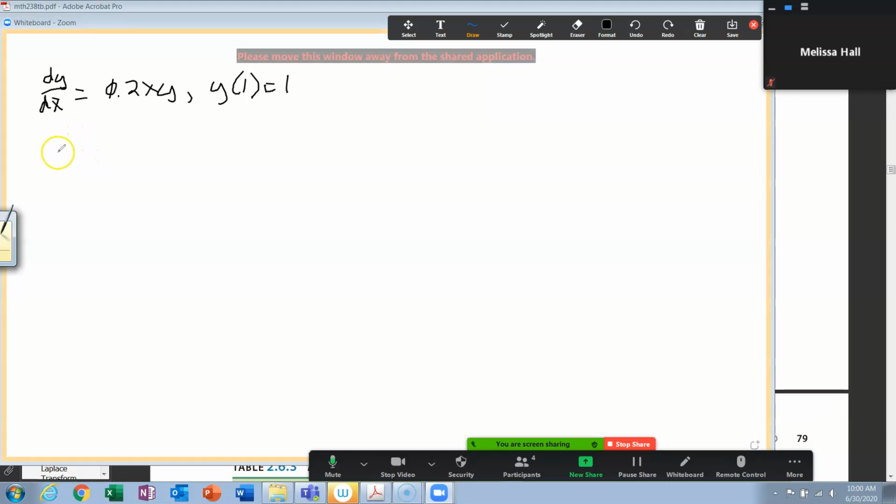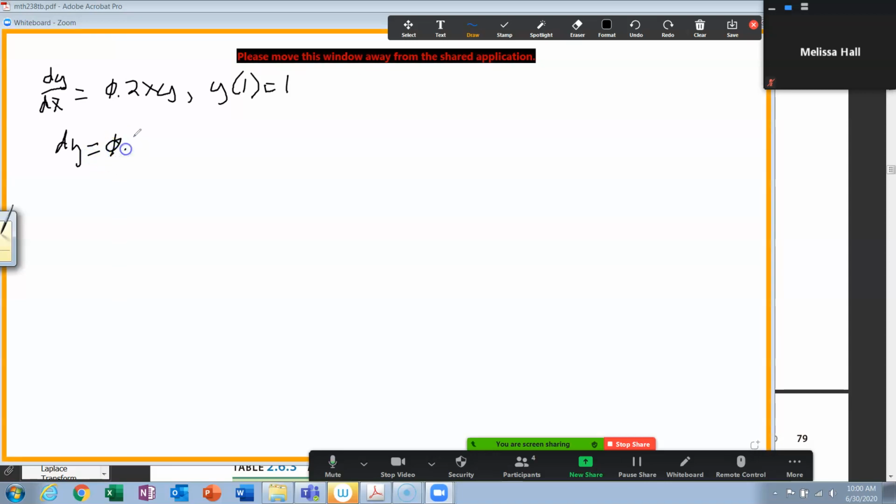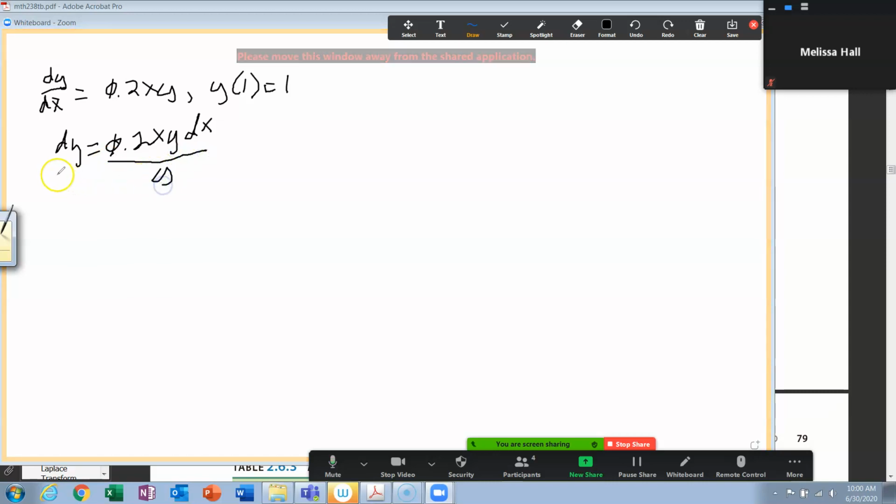Okay. So how do we do this? We write it in differential form. dy is equal to 0.2 xy dx. When you're doing separation of variables, that's usually the first step. Now we've got our x's all on one side, but we've got one y hidden over here, so let's take this y and divide it out and move it back there.